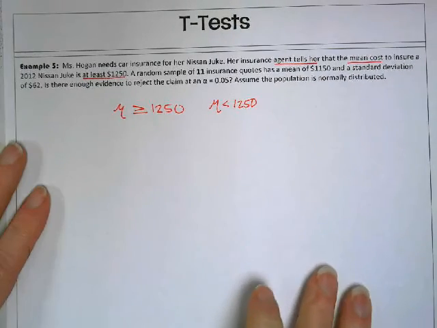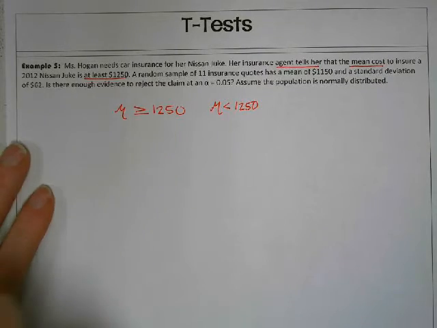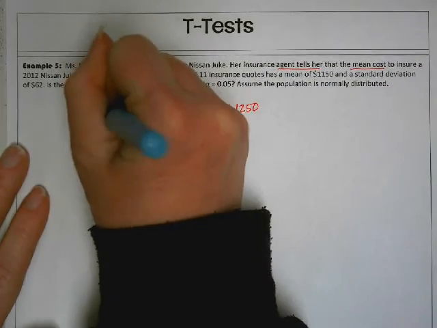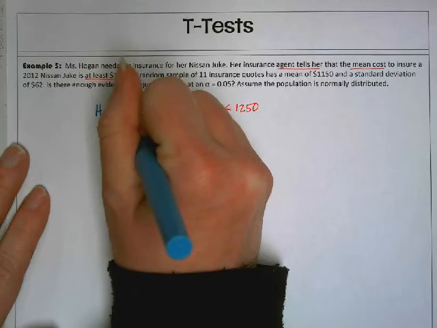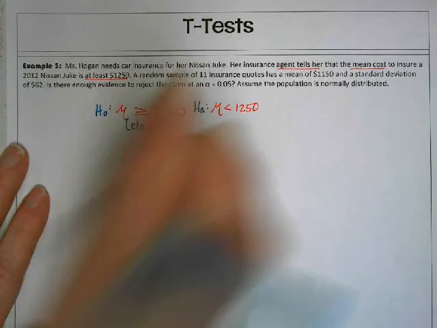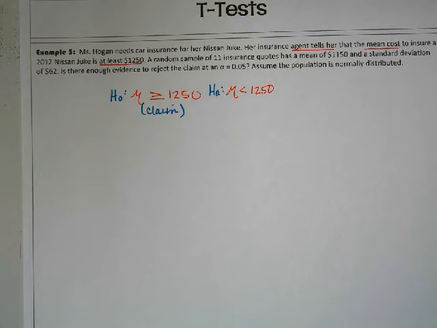So I identify my null as the one with equality. So this is the null, and this is the alternative. This also happens to be the claim. So when I come back to state my interpretation, that's going to be important.